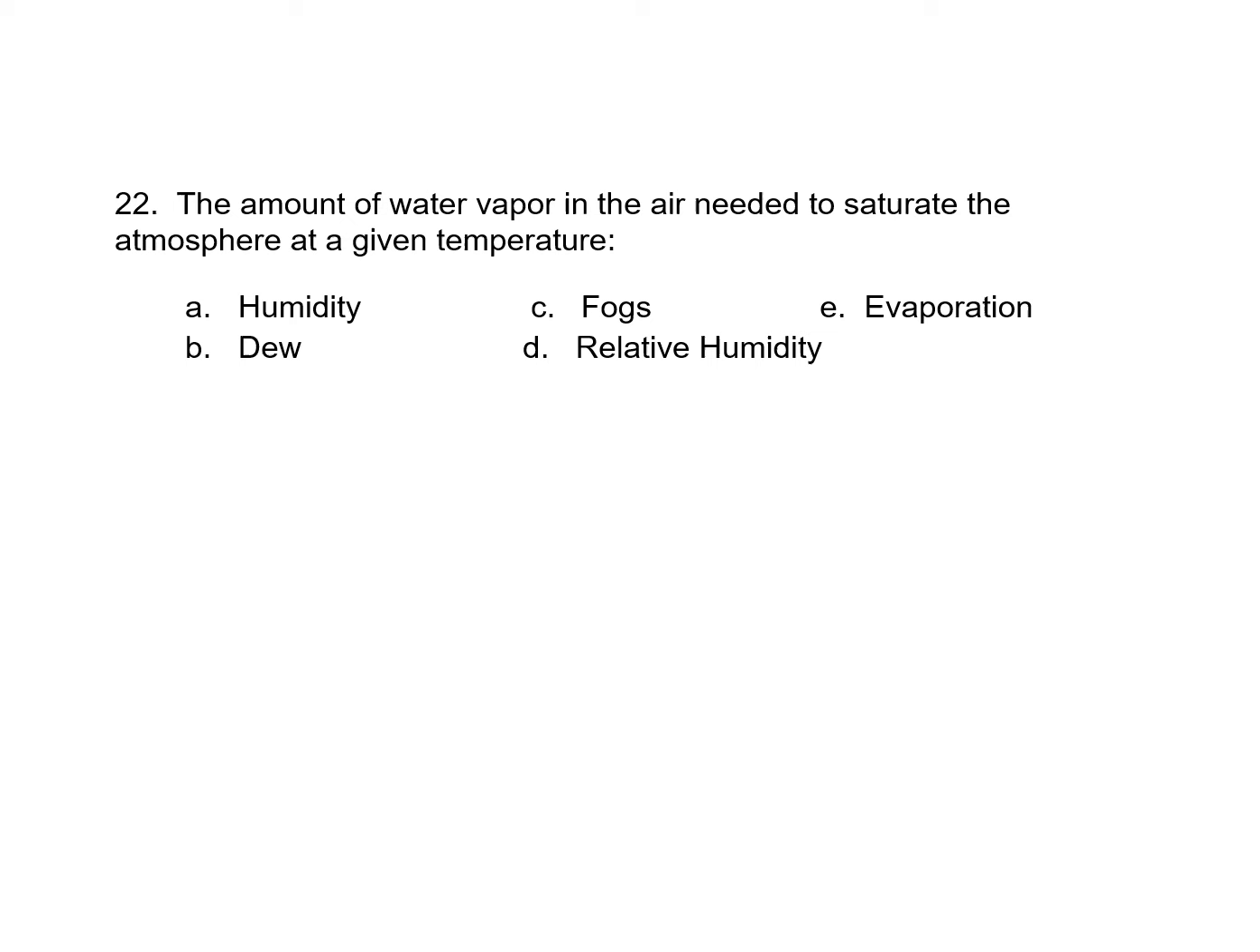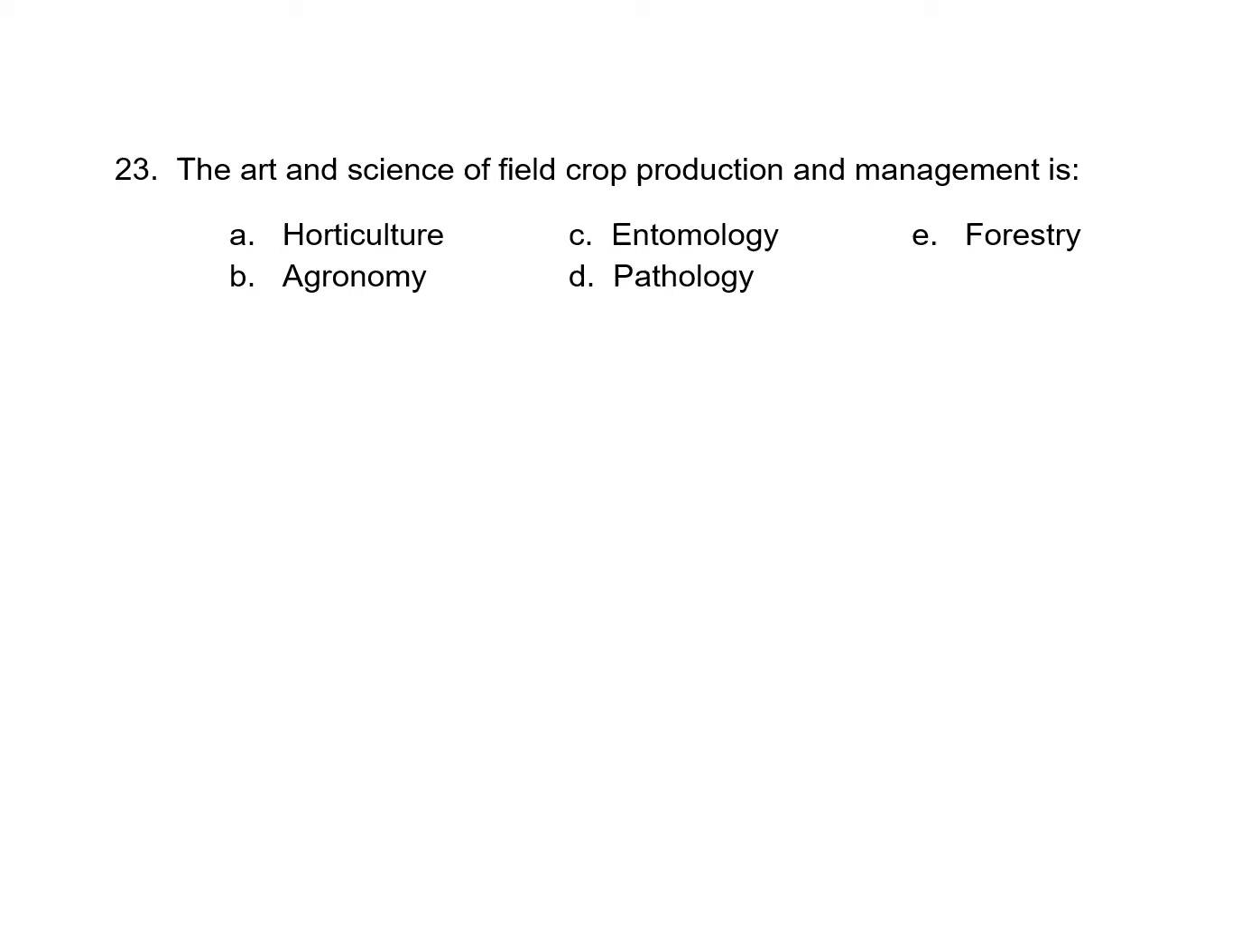Number 23. The art and science of field crop production and management is A. Horticulture, B. Agronomy, C. Entomology, D. Pathology, or E. Forestry.